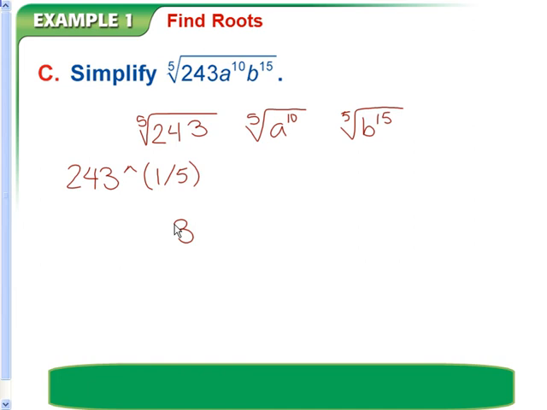Okay, so then this one is going to be a raised to 10 over 5, or a squared, and then b raised to the 15 over 5, b cubed. Okay, now we have to go back. We can put all of these together. Let's see if they're detached.